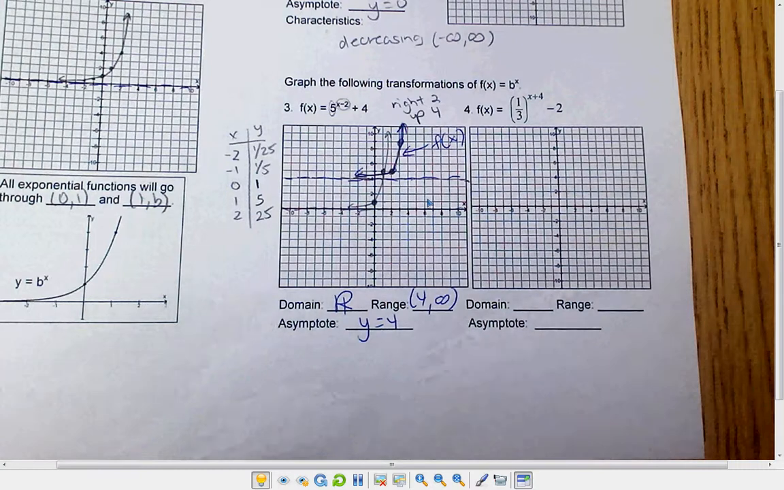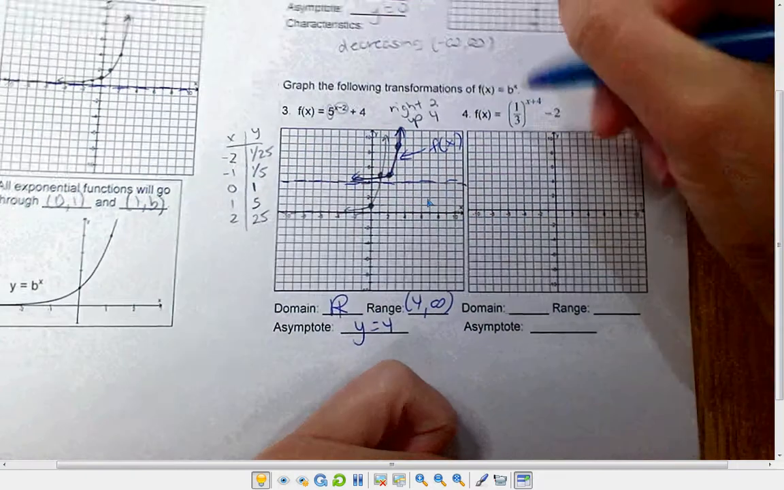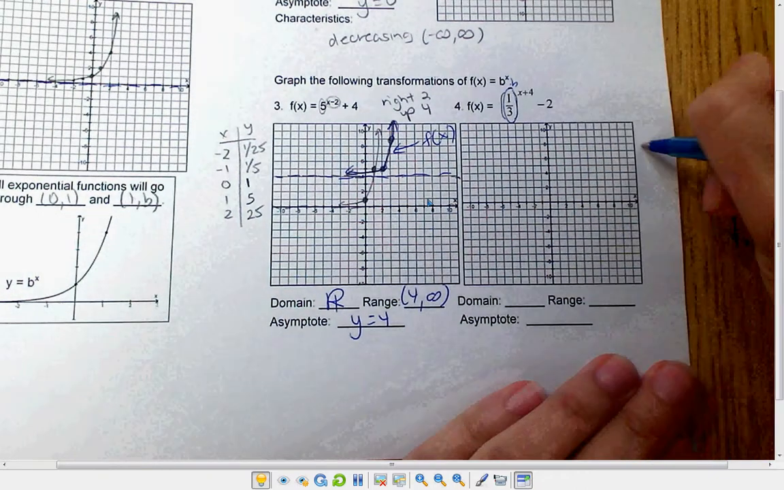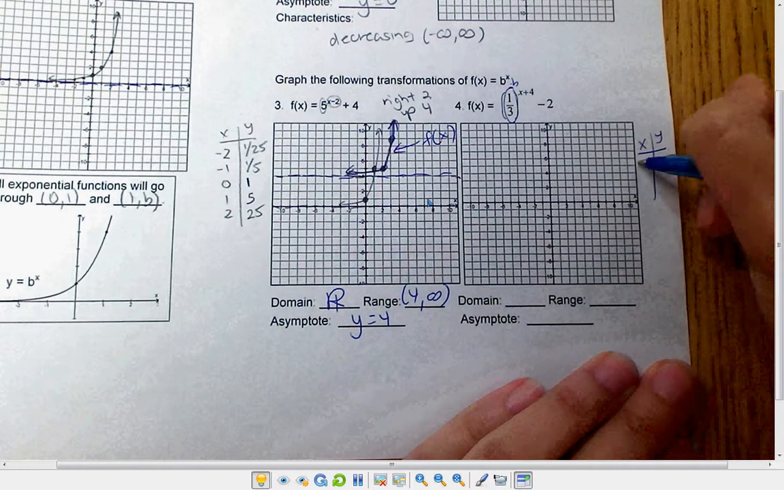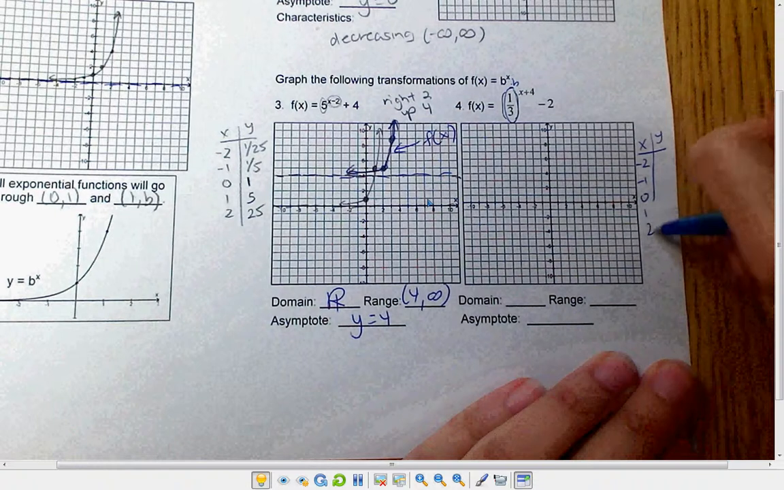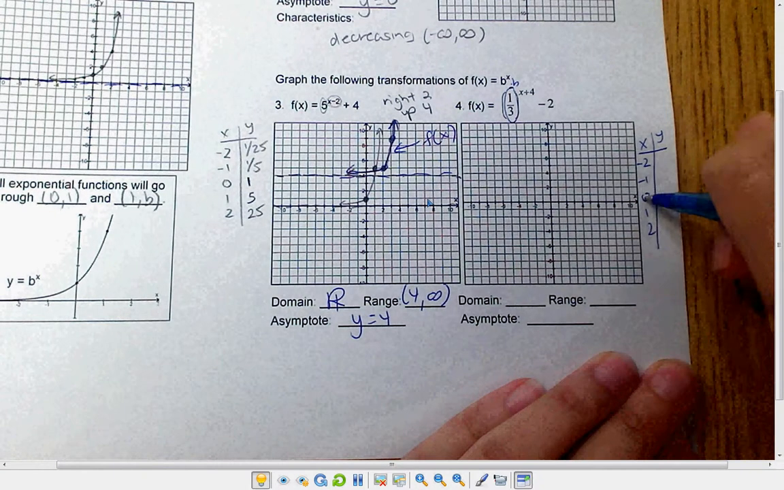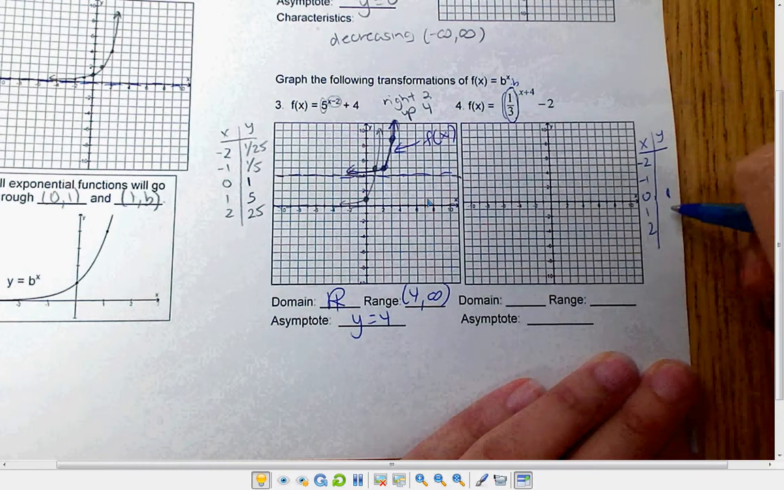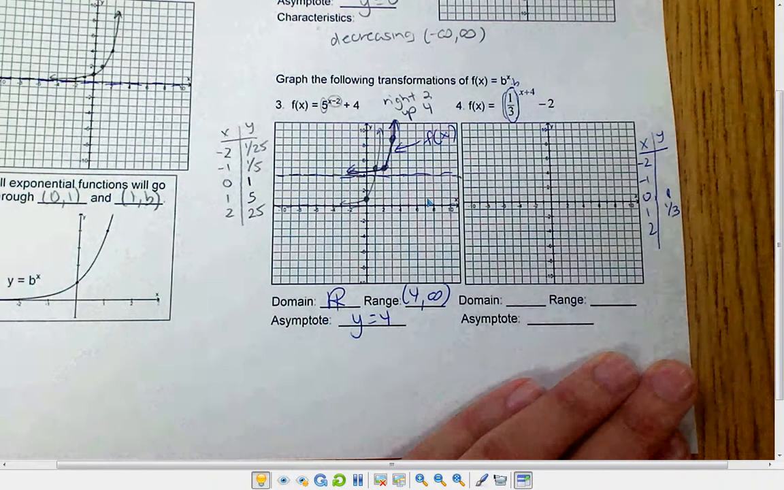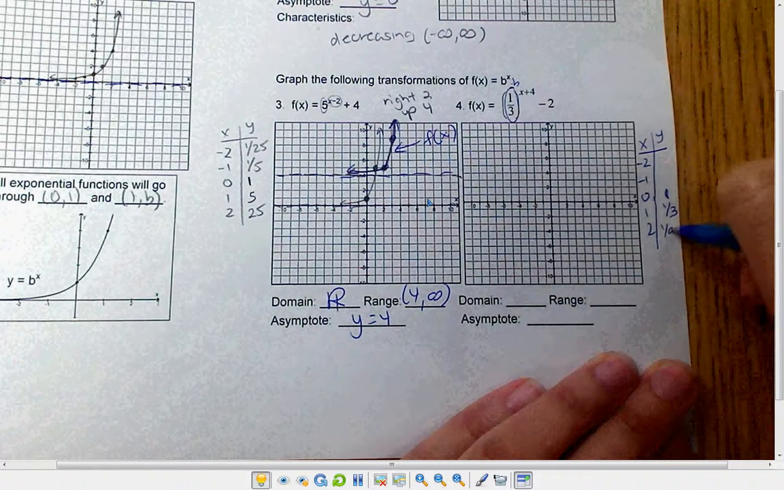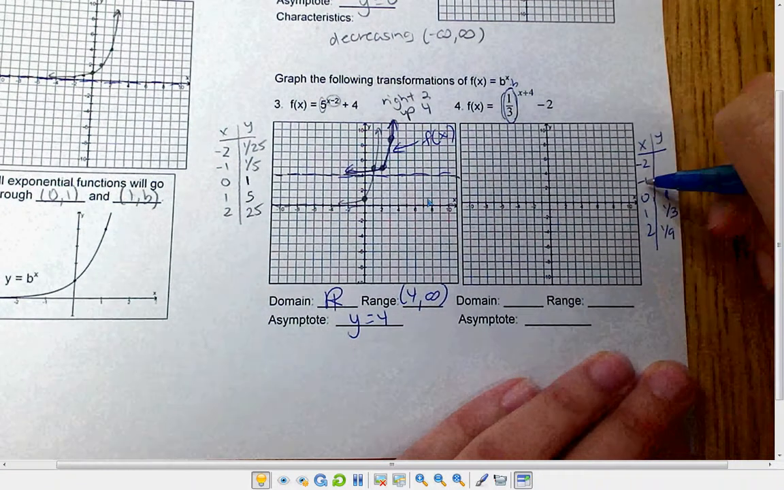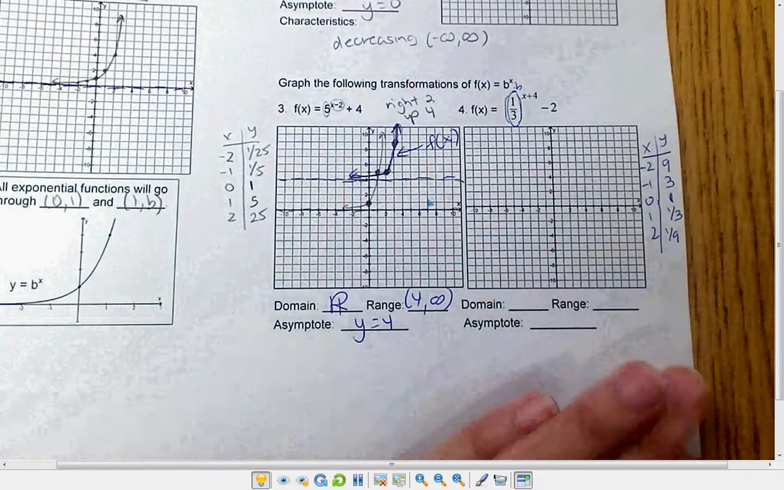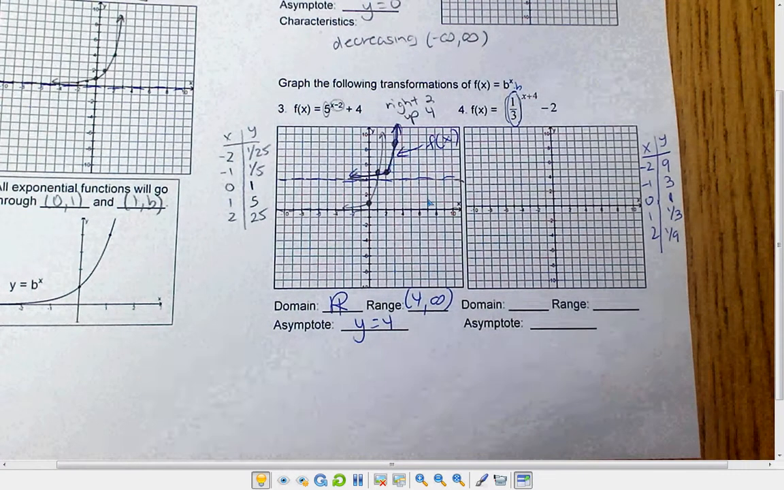Okay, let's look at another problem, number 4. Again, we're going to start off with our 1/3 because this is our b. This is going to help us draw our parent function. So if I have -2, -1, 0, 1, and 2, these are my x's. Anything to the 0 power is still 1. That's always 1. 1/3 to the first power is 1/3. 1/3 squared is going to give me 1 over 9. And when it's a negative exponent, now it's going to flip. So this is now going to be 3 and 9. So here are my initial points, my parent function points.